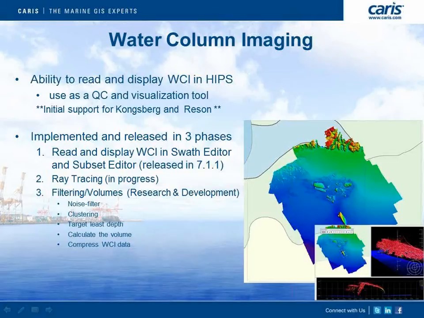The implementation of water column imaging will happen in 3 phases for HIPS. Phase 1 was released in February and allows the user to read and display water column data in Swath and Subset editors. Phase 2 is currently being implemented and will focus on making ray tracing more robust.